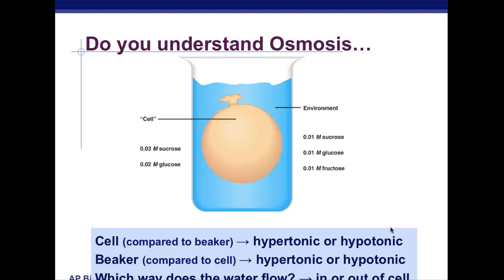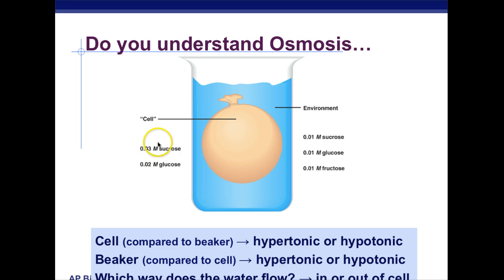So real quick, we're going to do a check for understanding. Here we have a little baggie that's going to represent our cell, and then we have a beaker with a solution that represents materials outside of the cell. Inside of the cell, we have a mixture of 0.03 molar sucrose, a type of sugar, and 0.02 molar glucose. So this is the solute inside of the cell, and these are the concentrations of the sugars in the environment, the area surrounding.